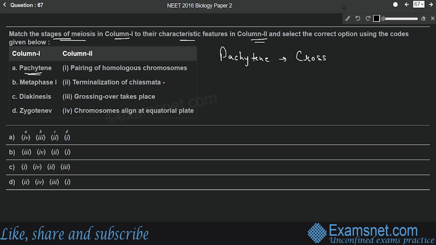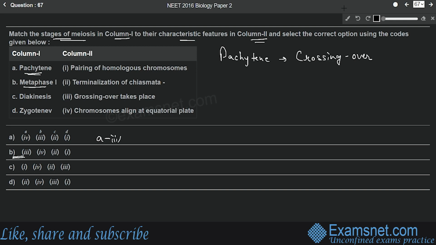Crossing over of the chromosomes takes place. So the correct match for A will be number 3. Here the only option in which A is matched with 3 is option B. Okay, so this will be the correct answer. Still, we'll see the other matches as well.